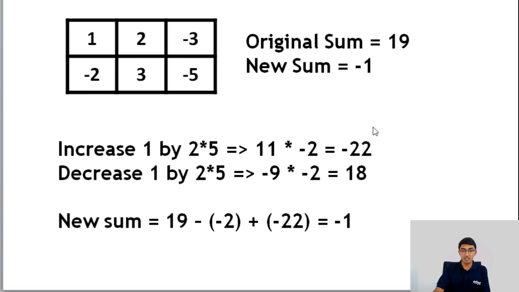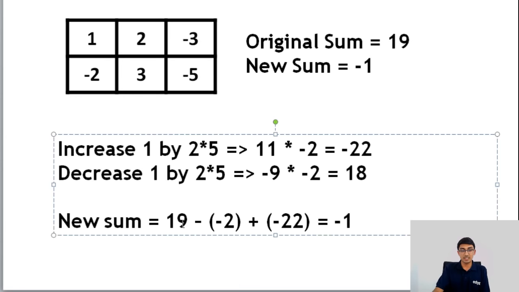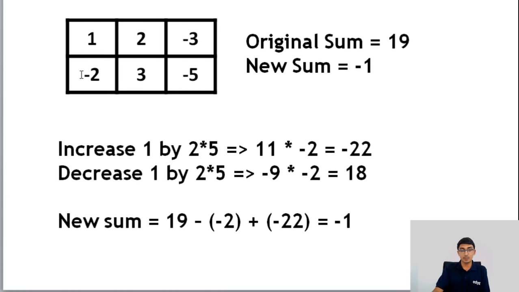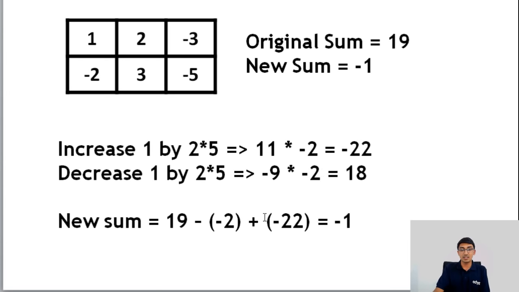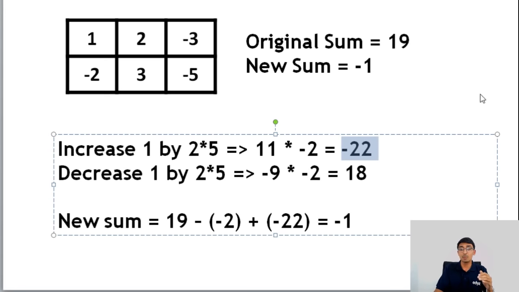The original sum was 19. We remove the previous value, that is 1 into -2, which is -2. We remove this and we add -22. Why did we add -22? Well, -22 was the lesser one. Remember, we have to reduce the product, that is reduce the sum. So we choose the minimum product. Let me recap. We can either increase 1 by 10 or decrease 1 by 10. Which one should we choose? Well, we should increase it by 10, sorry, because the sum would be -22.